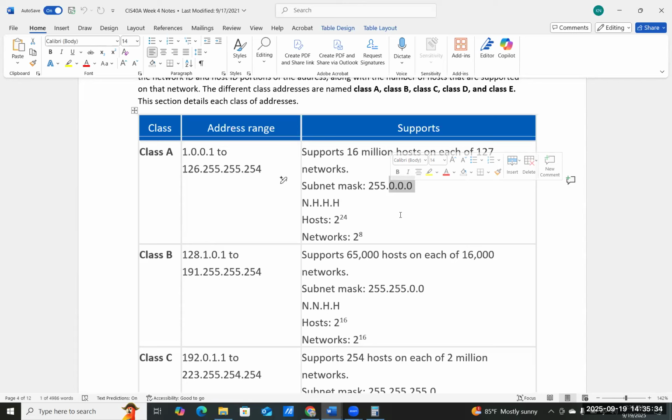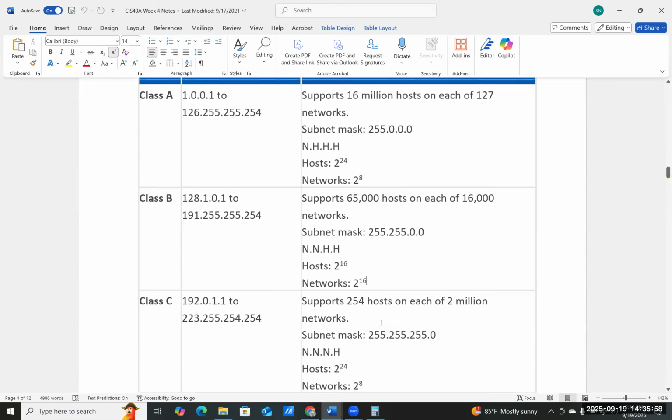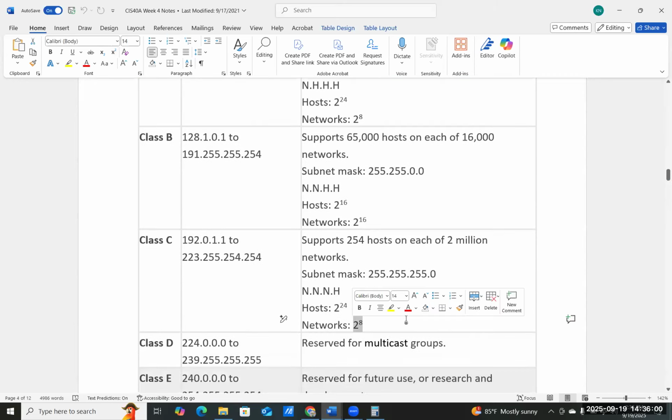Whereas class B, I have less, right? 2 to the power of 16. I can have that many systems and this many networks. So if you have more networks and fewer systems in each network, you would go with the later class, the B or the C, right? The C has the smallest number of systems on the network, but you can have many networks. Okay.